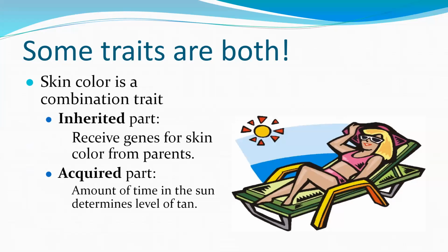However, some traits can be both. Skin color is a combination trait. So the inherited part of the trait, you receive the genes for your skin color from your parents, but your acquired trait is the amount of time that you spend in the sun that determines your level of tan.